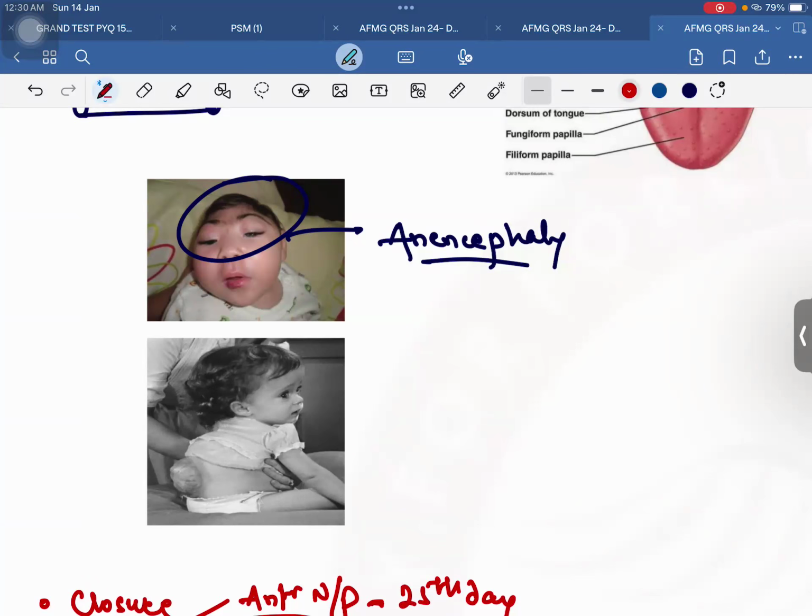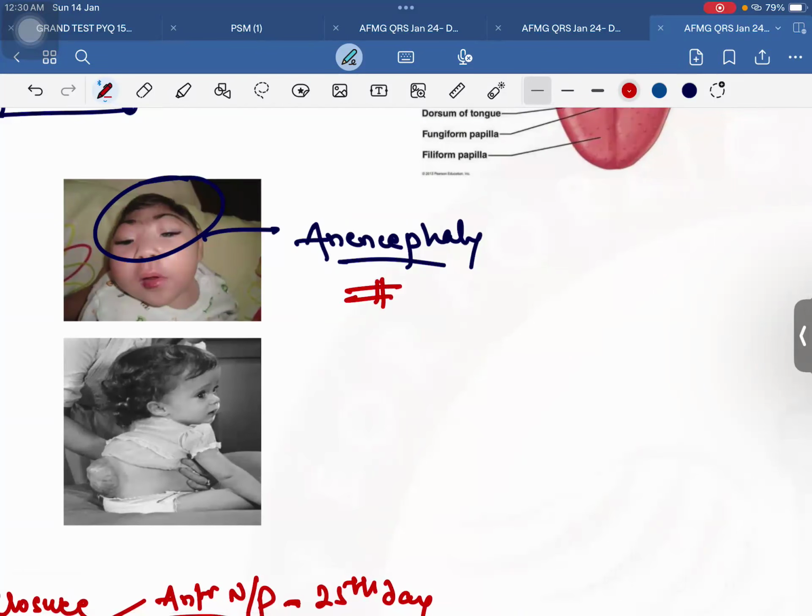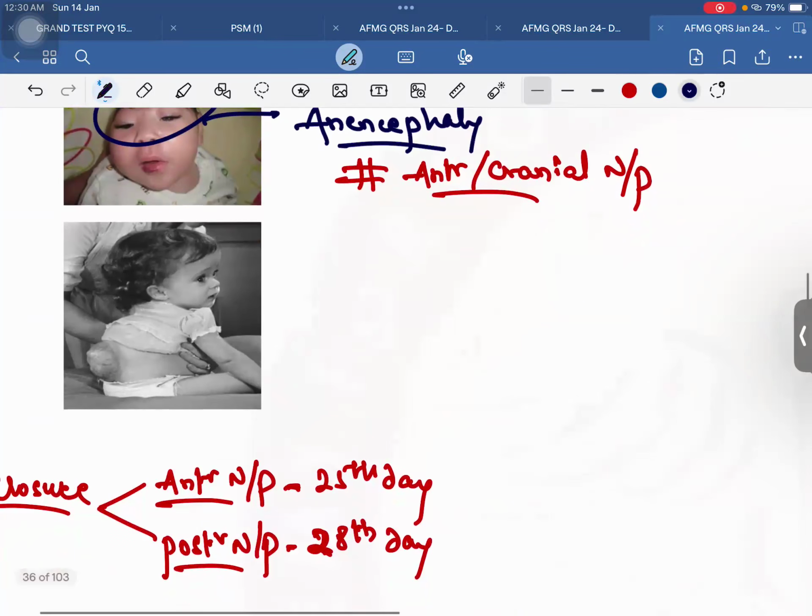And it was a question that anencephaly is due to inability of fusion of which neuropore. So your answer has to be that anencephaly is due to inability of fusion of the anterior or the cranial neuropore. If the anterior or cranial neuropore does not fuse, then it leads to formation of anencephaly. Whereas this condition, here you are able to see swelling in the lower back of the child.